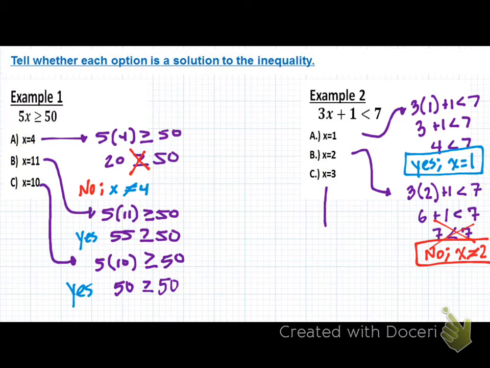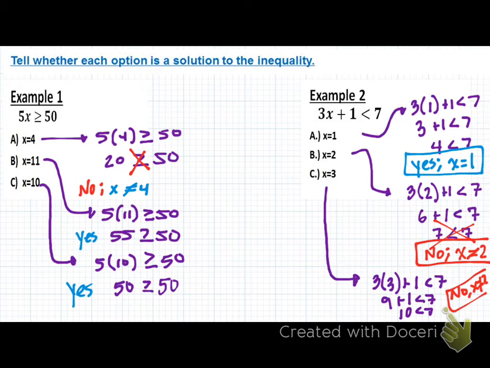Okay, last one. Now, before I start, let's make a prediction. What do you think this answer is going to be? Is it going to be equal to, or is it going to be a solution here? Let's see, let's find out. 3 times 3 is 9, plus 1 is 10. So the question is, is 10 less than 7? No. So that's your answer. Okay? So that's numbers 1 and 2. I'd like you to pause the video here, and we're going to have you write this down. Okay? So pause the video. Take a moment to write these down.